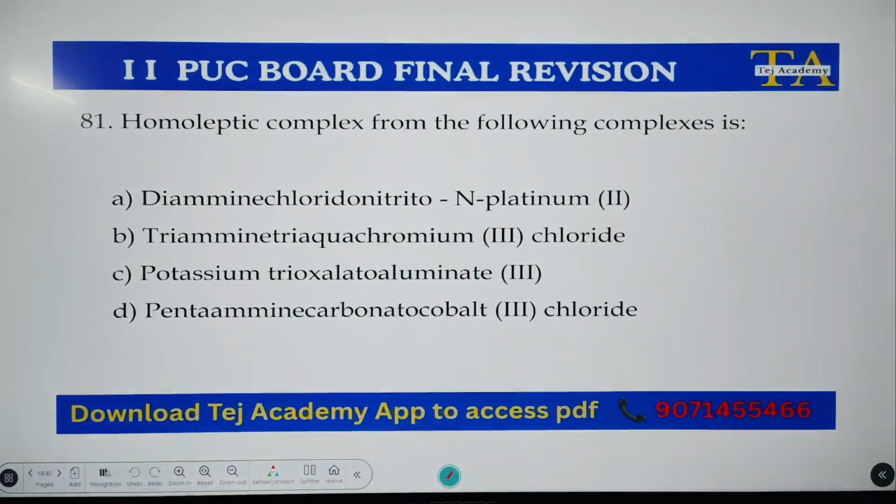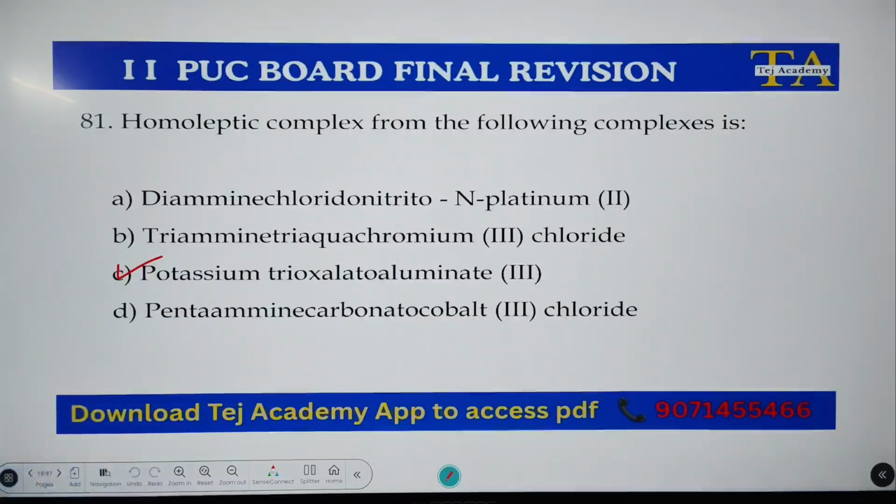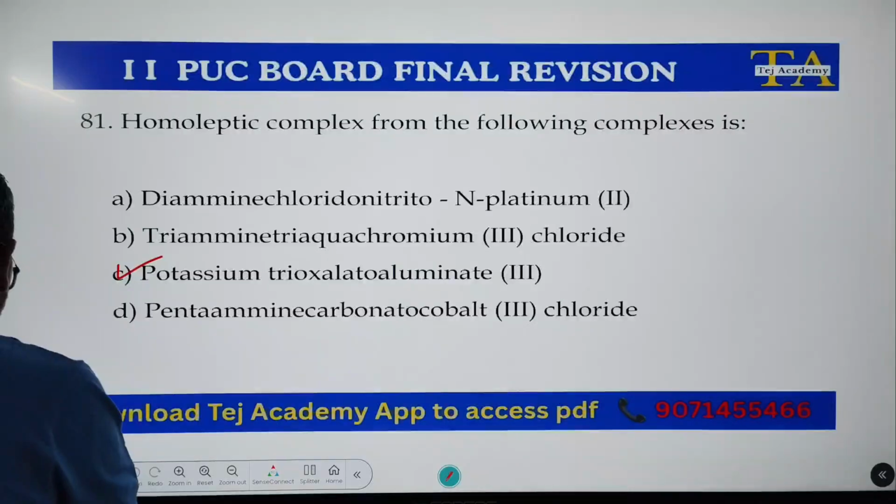81st. Homoleptic complex from the following complexes is: diamminechloridonitro-N-platinum, triamminetriaquachromium chloride, potassium trioxalatoaluminate, pentaamminecarbonatocobalt chloride. So which option is correct? For 81st, option C is the homoleptic complex. Only one complex should be there.